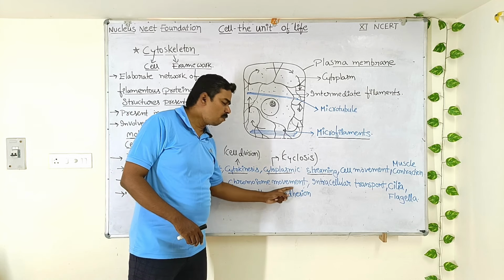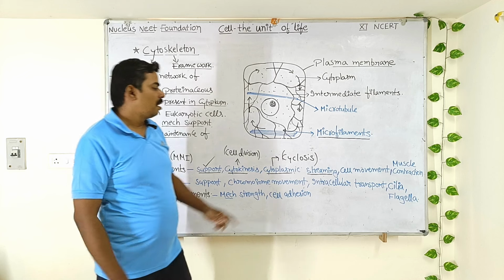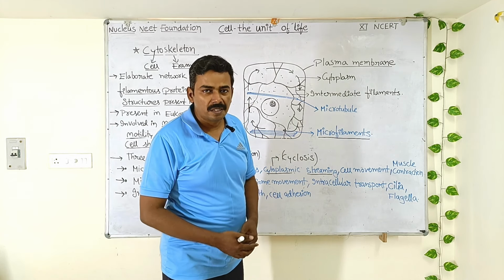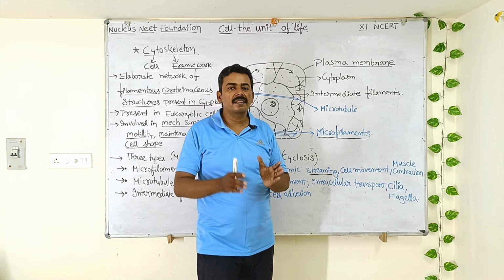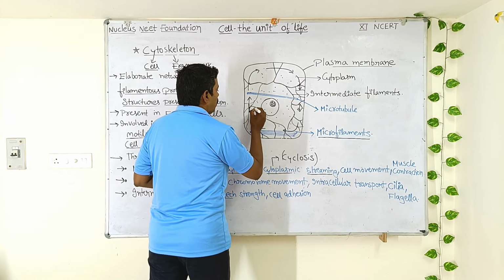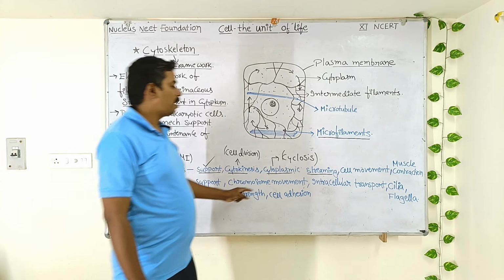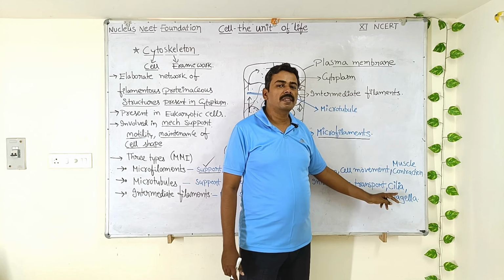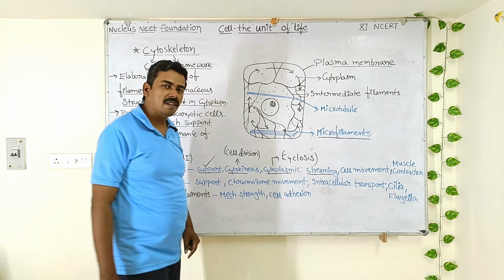They also help in chromosome movement, that is movement of chromosomes towards the poles during cell division, and they also take part in intracellular transport. What is intracellular transport? Transport of various molecules inside the cell from one place to another place. The molecules are transported with the help of microtubules. That's why they are involved in intracellular transport, and they also form the structural component in cilia and flagella, the two locomotory cell organelles.